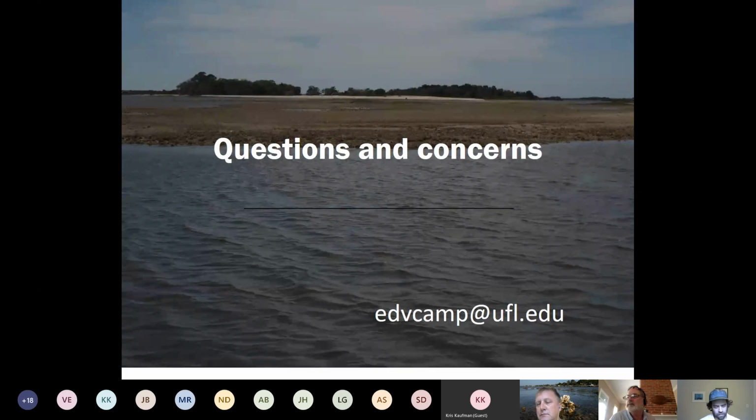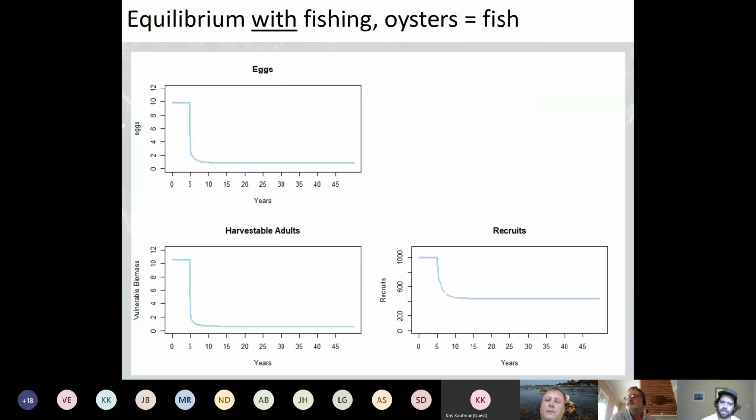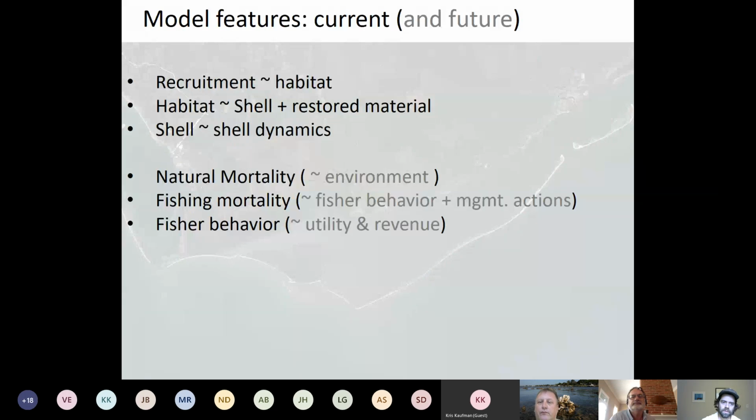This is one of the biggest uncertainties that I have. If we go all the way back to these key assumptions here, if we assume that recruitment is a function of habitat, fine with that, but then habitat for recruitment is a function of shell. This second one is the really critical one. I think that's what you're getting at.